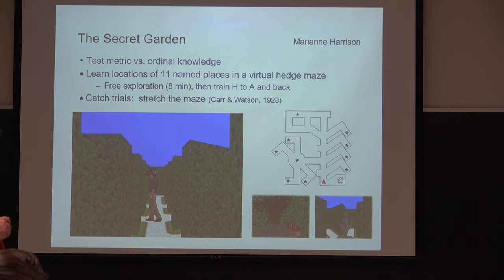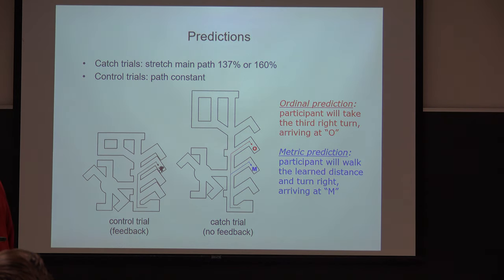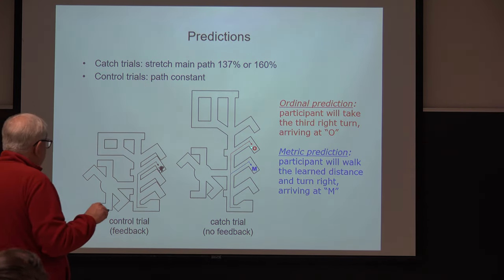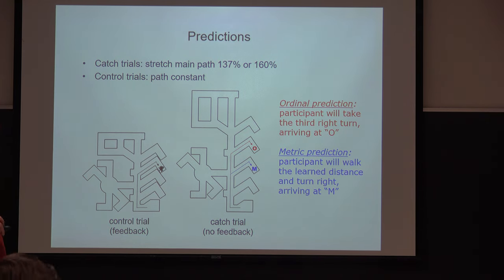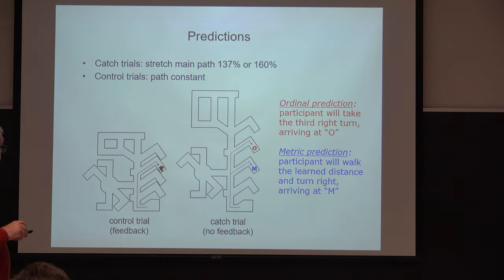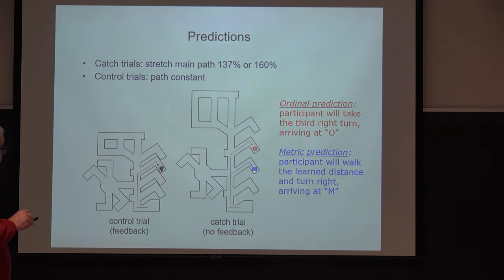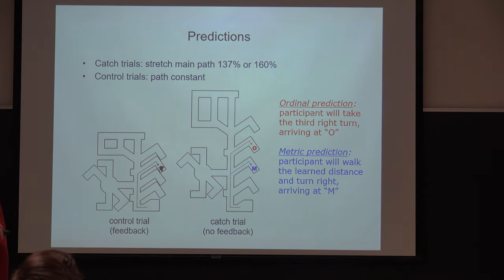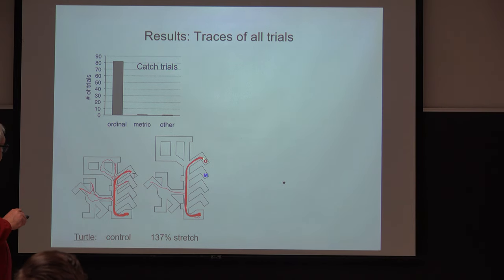All right. Now, let's suppose that I stretch this space. Target's in the same place, but I stretch it just enough so that what was here in terms of distance is now this one. So if they're using metric knowledge, they'd go to the second one and look for the target there. If they're using the ordinal information, they'd say, take the first, second, third right and find the target there. And what do you think subjects do? Take the third one. They almost always go here.